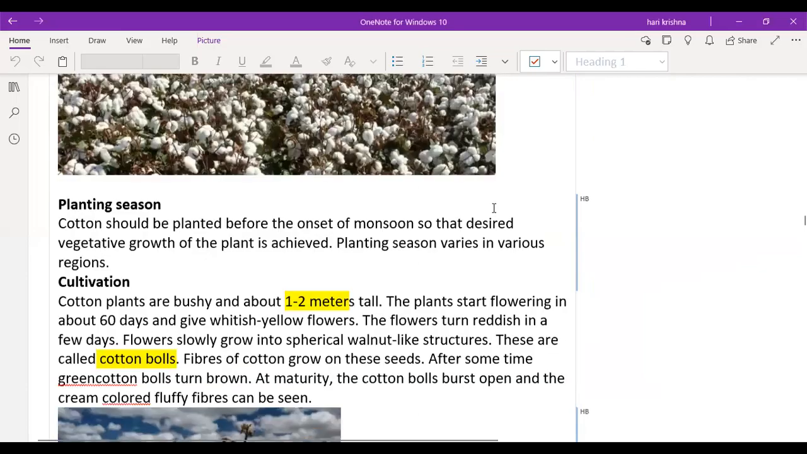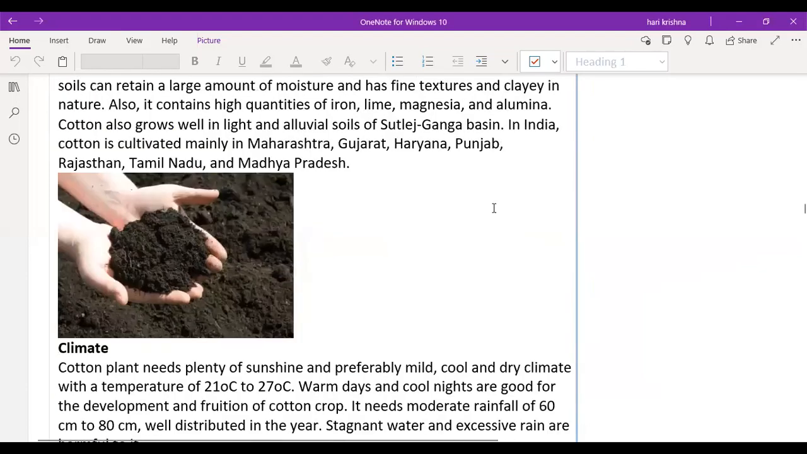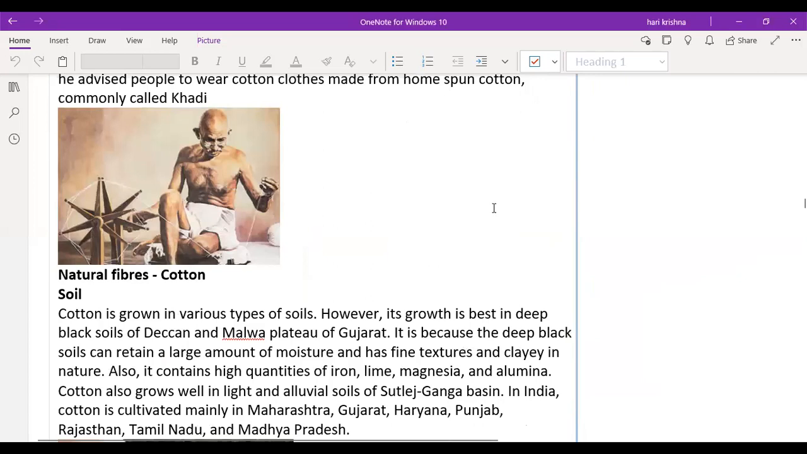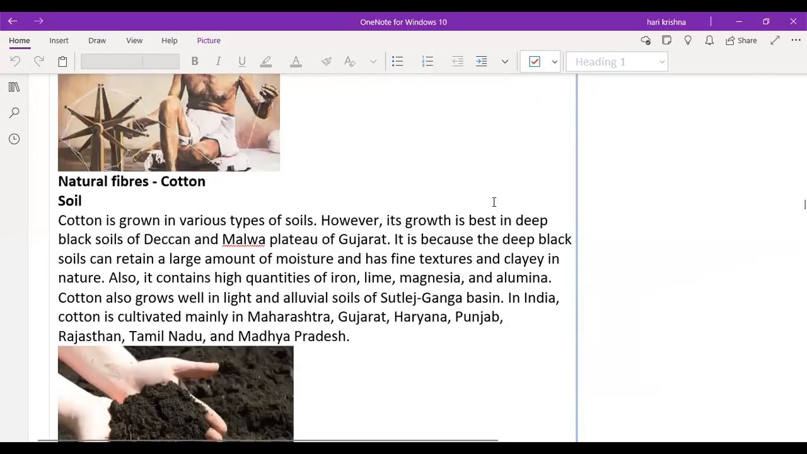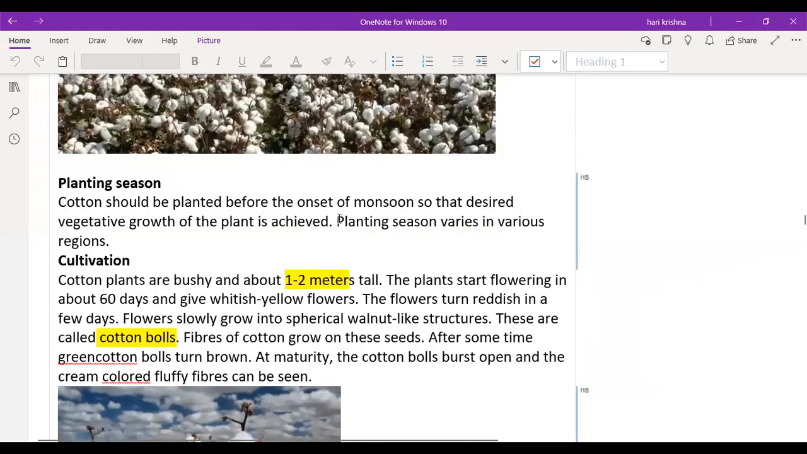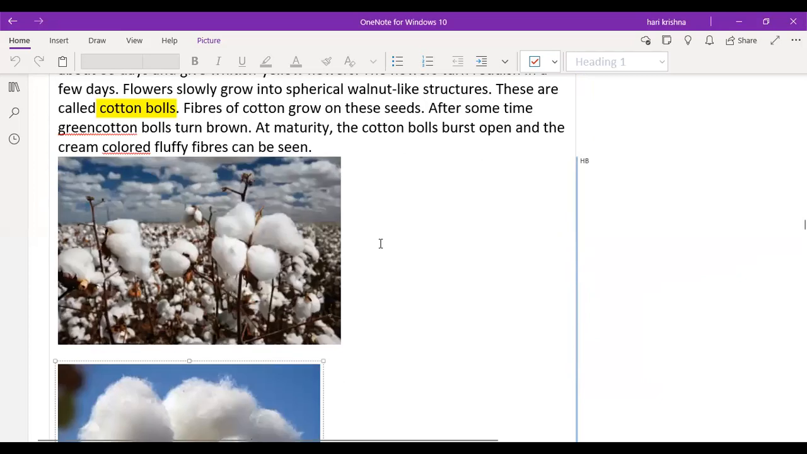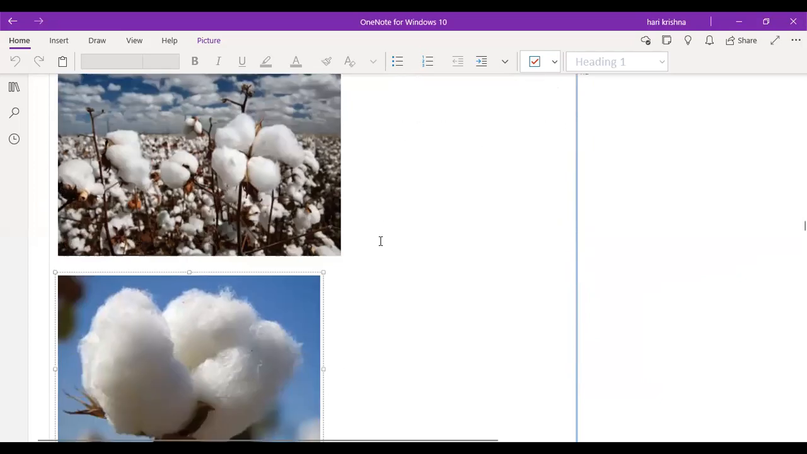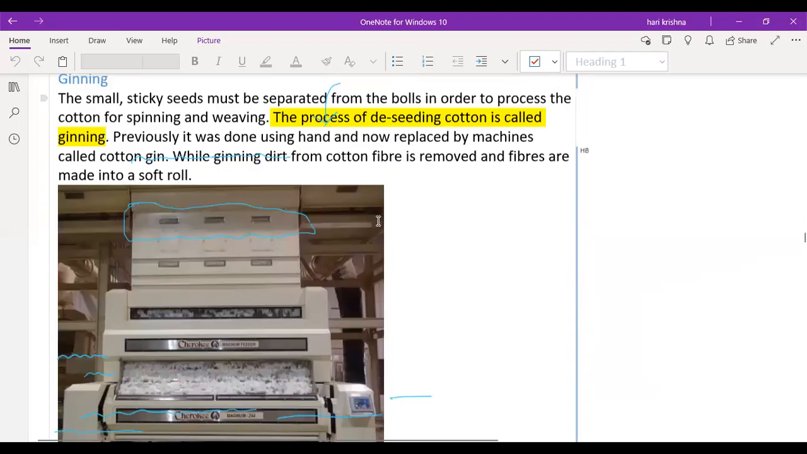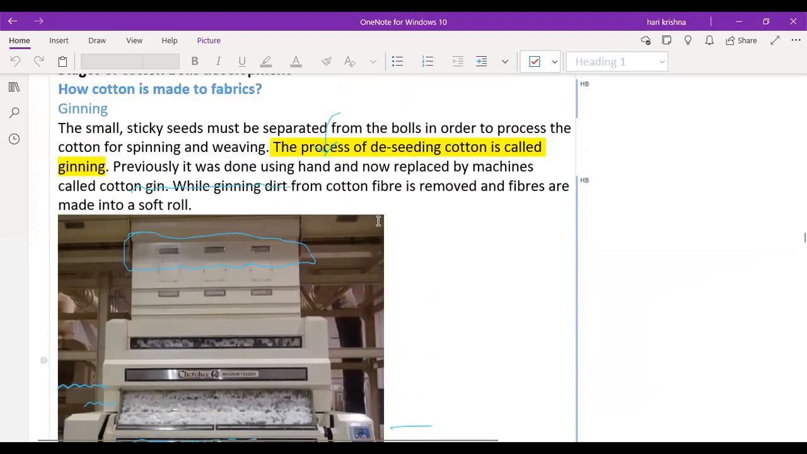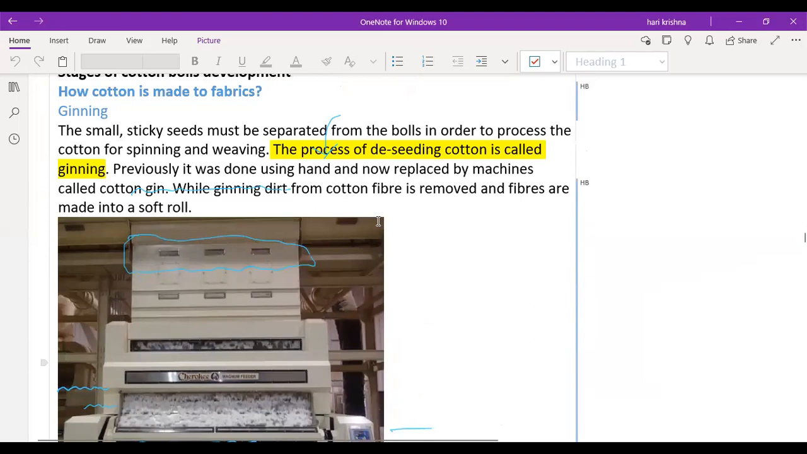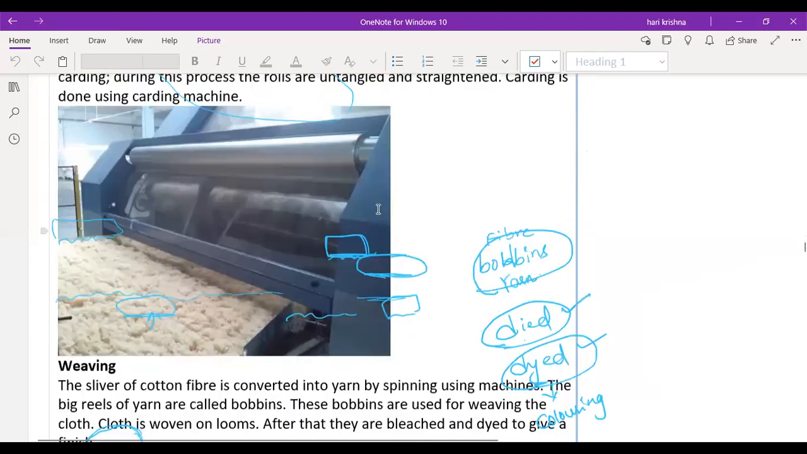Yes, sir. So in the last class, we studied about cotton. What is the climatic condition required for cotton? What type of soil is best for the growth of cotton? And the planting season, when we have to plant the cotton plants, cultivation, and what are the different stages of the cotton bolls. All this we covered in the last class. Then how to remove the seeds from the cotton fiber after getting the cotton, and the carding, weaving.